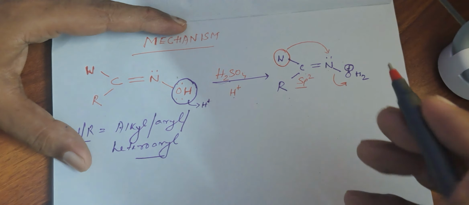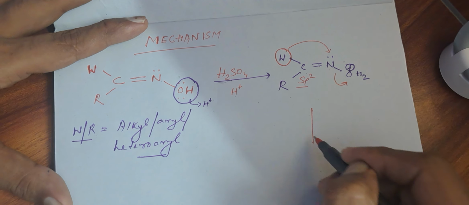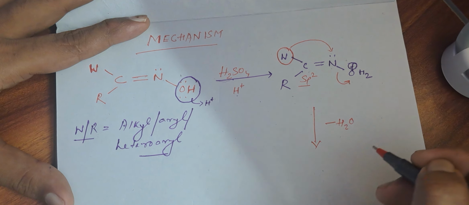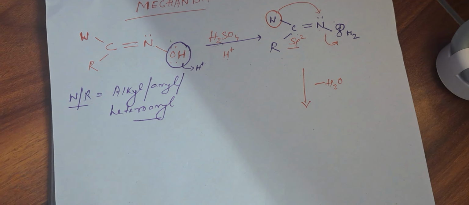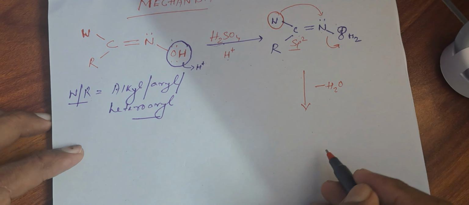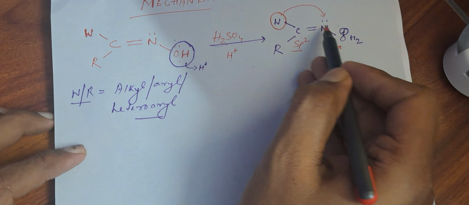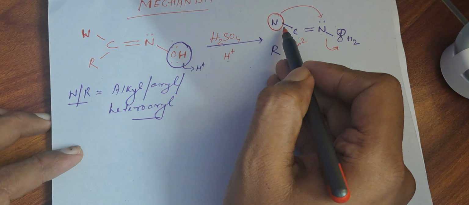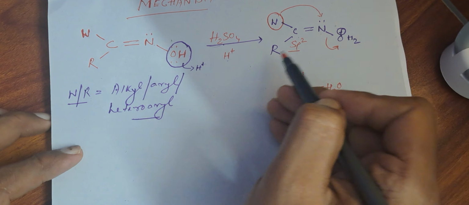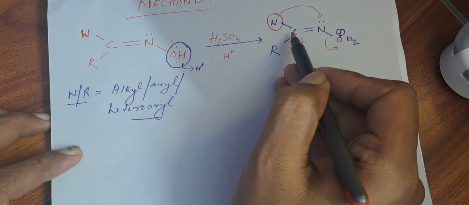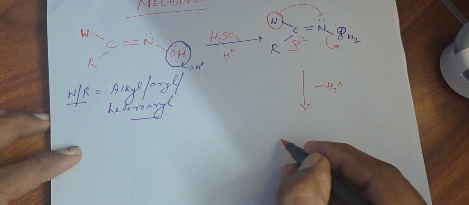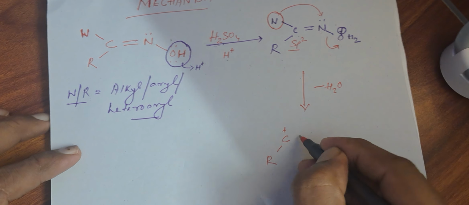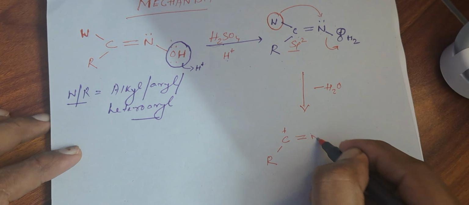It is expected. So once this has happened, what will happen? That means there is an expected elimination of water. As a result, since this will attack this one, along with this bond, the entire cloud will come along with it. So what will happen to this carbon? This carbon will acquire a positive charge. So let me write it down. This will get the positive charge. We have an R over here. Then we have a nitrogen.